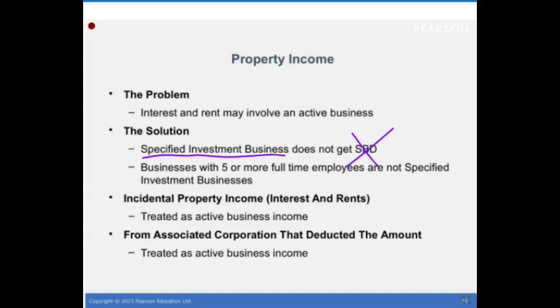But there's exceptions. Businesses with 5 or more full-time employees get an exemption from that. So even if the income is mostly passive, as long as they meet that threshold of 5 or more full-time employees, then they're not considered a specified investment business, and they can potentially receive that benefit of the small business deduction.